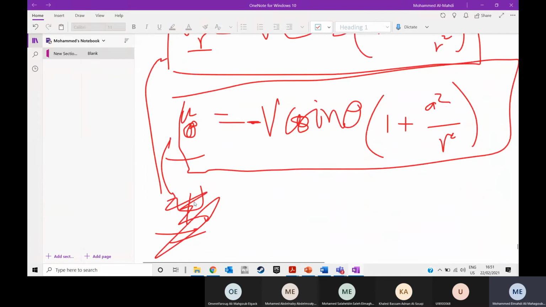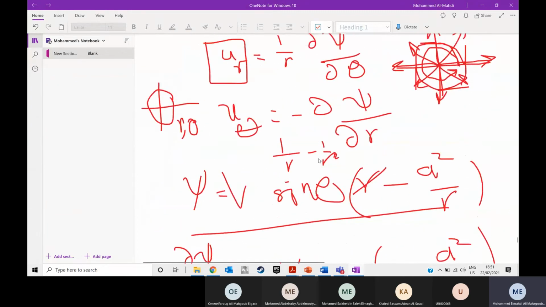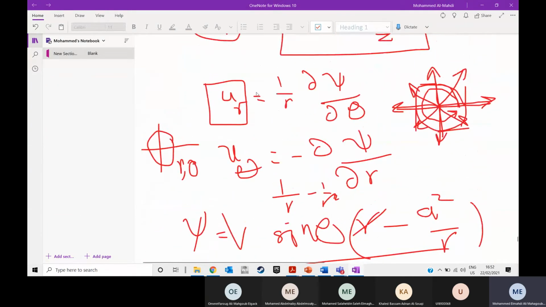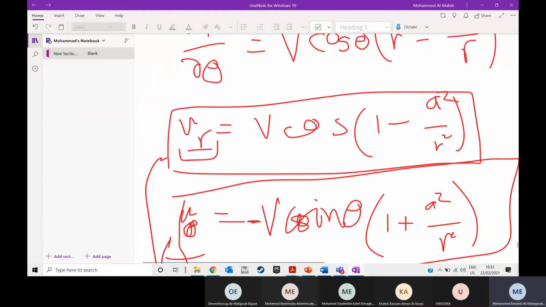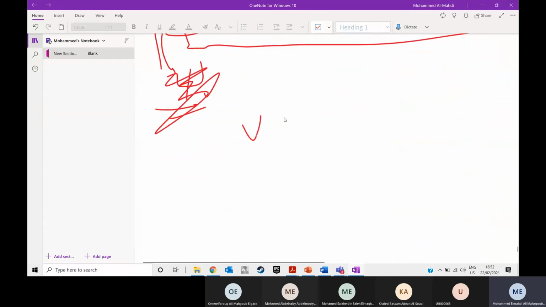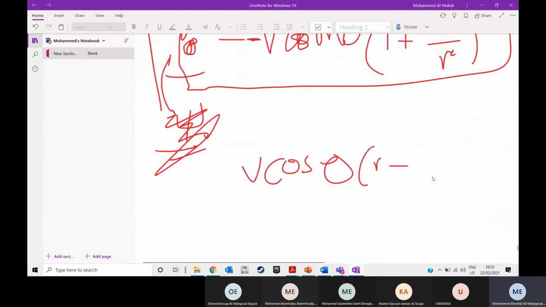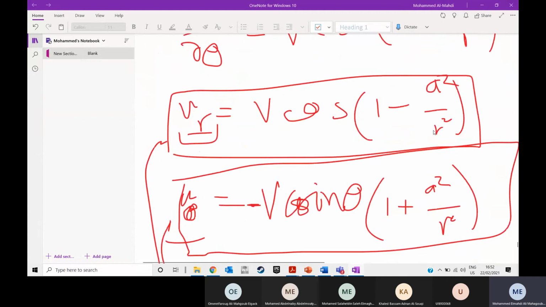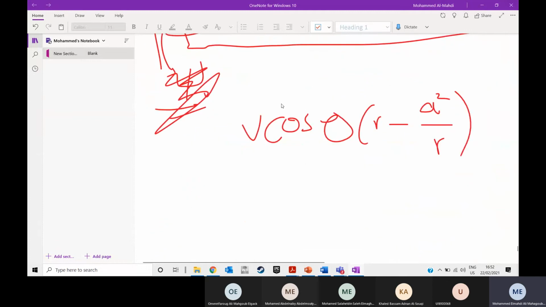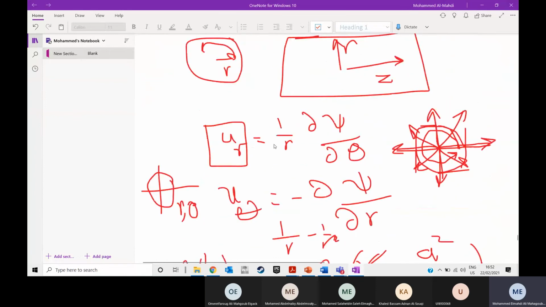We need to get psi. So how can I get psi? This is ur. I need to multiply ur by r and then integrate it with respect to theta. So multiplying ur by r, we will have v cosine theta times r minus a squared over r. When we multiply, we will have r. And now this is integrated with respect to theta, right? We multiply by r and then integrate with respect to theta.